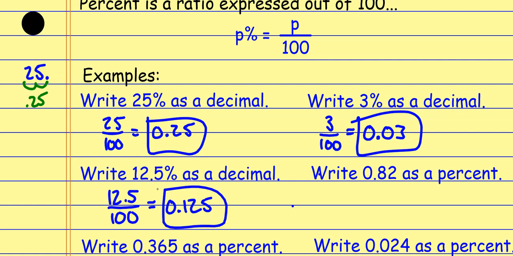And then this guy, it says write 0.82 as a percent. Well, this time we want to work backwards. And so this goes back to the same thing that we do when we solve equations. If I want to undo the process that I've been doing, I have to do the opposite operation. To go from a percent to a decimal, I divide by 100. So to get from a decimal to a percent, I do the opposite, which is multiply by 100. So here I do 0.82 times 100, and that gives me 82%.